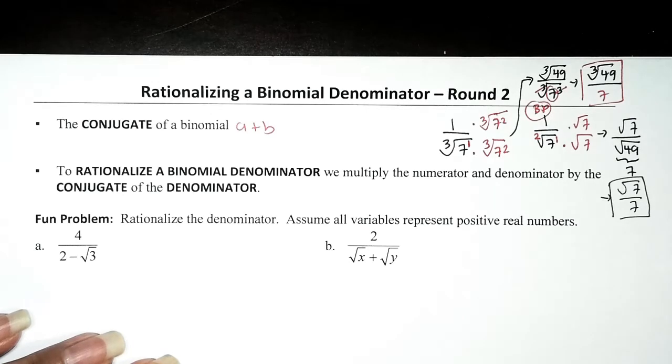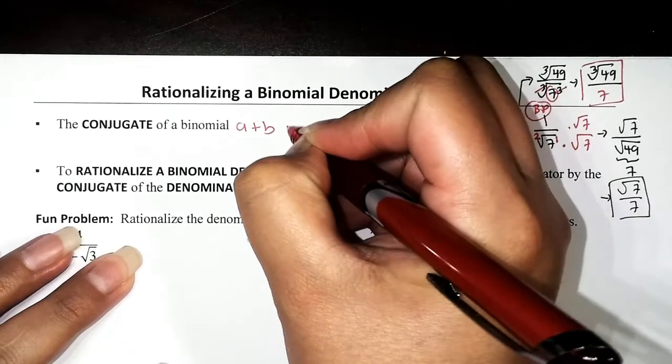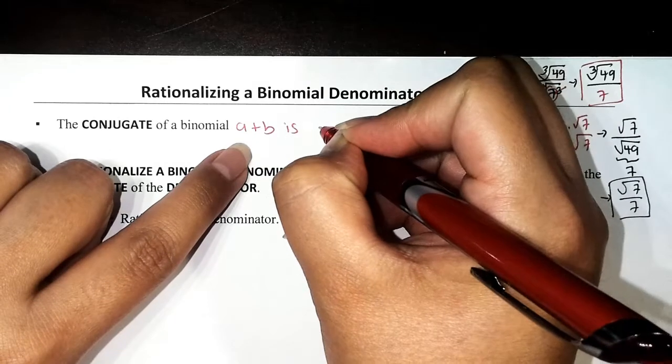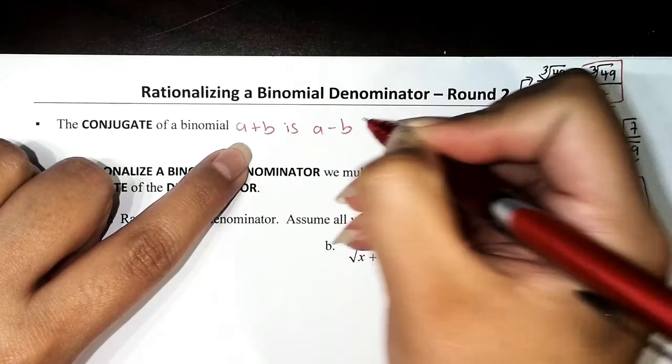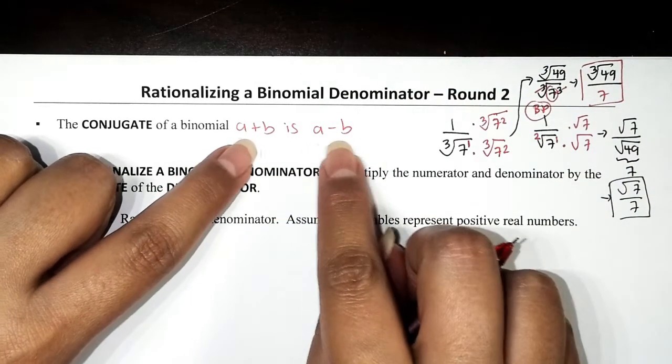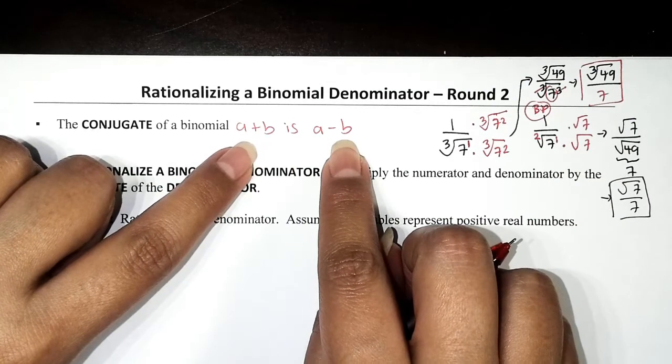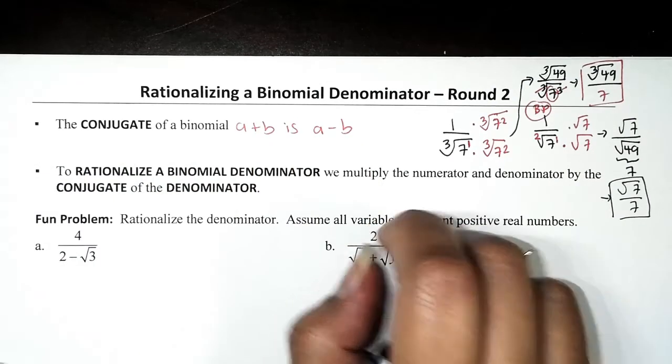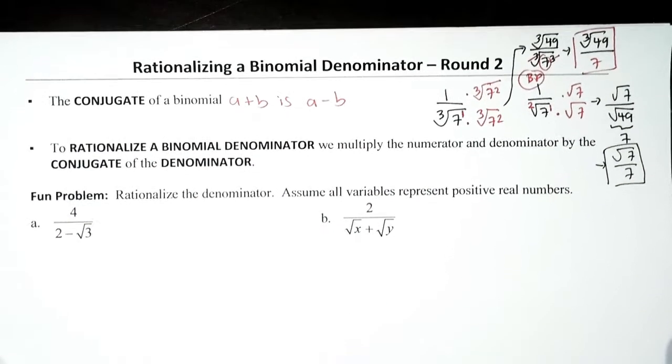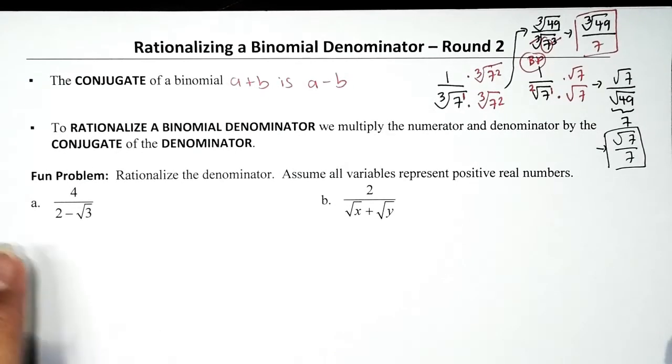Okay, so the conjugate of a plus b is, I'm going to say copy opposite, because we take the first term and then take the opposite of the second term. So the conjugate of a plus b is a minus b. So now the question is, in problem A, the directions read rationalize the denominator, and then our favorite disclaimer, assume all variables represent positive real numbers.